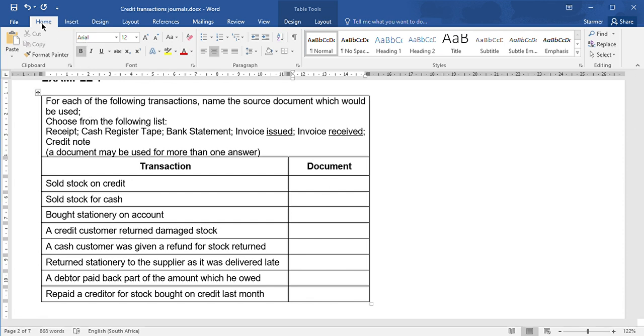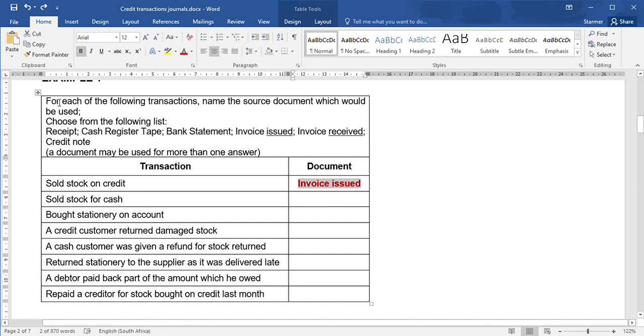Alright, the first one says we sold stock on credit. They do ask you to say whether the invoice was issued or whether it was received. If we sell on credit to a debtor, we are going to issue an invoice together with the goods that they take.